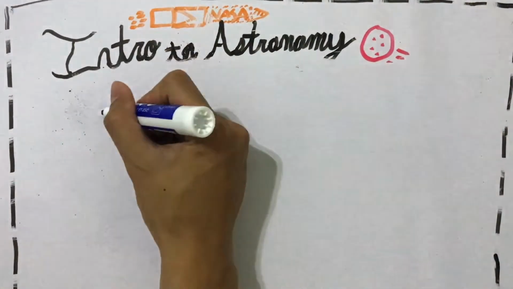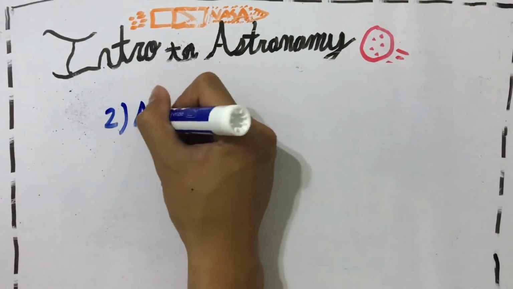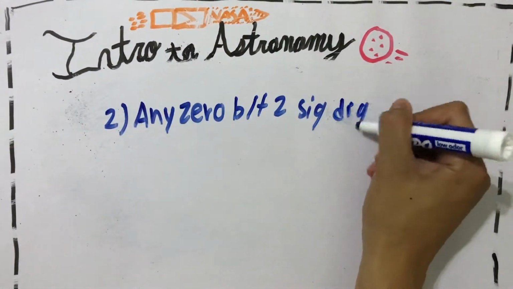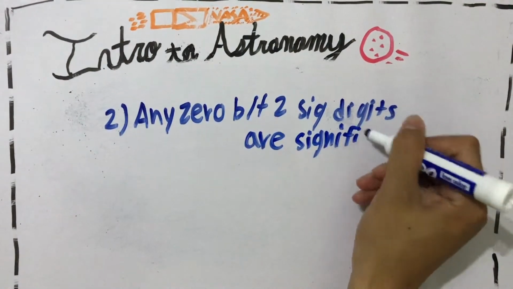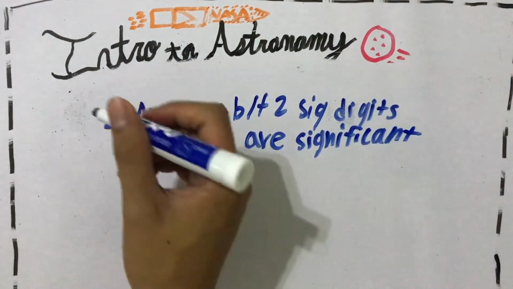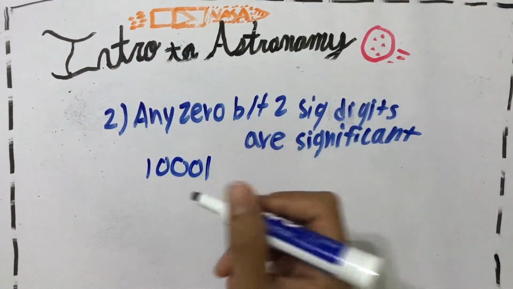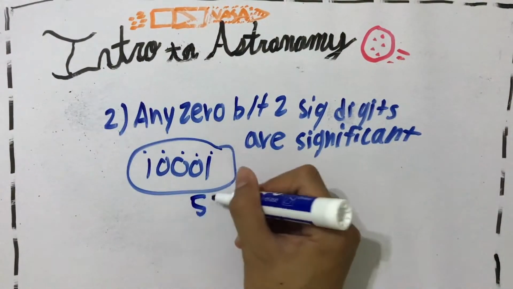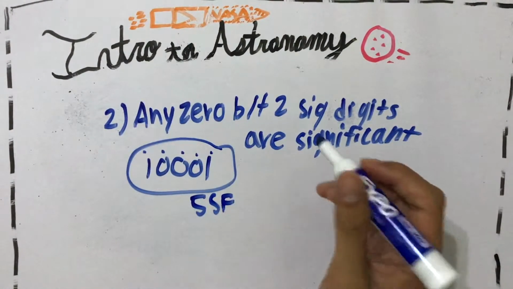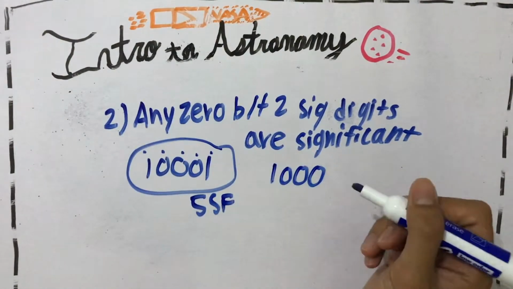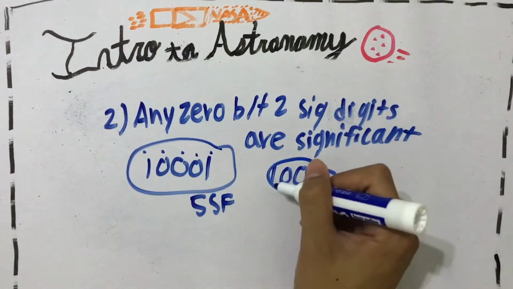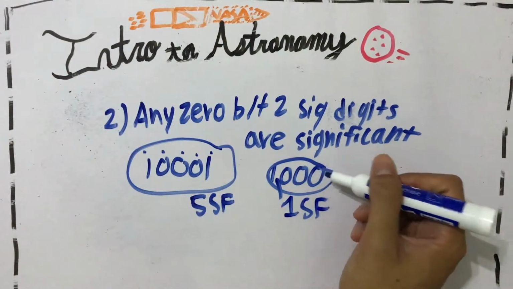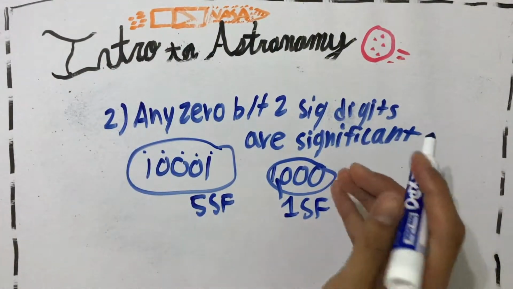Our second rule is that any zeros between 2 sig figs are significant. So this means that if we say 1,001, we're going to count all of these. So we would have 1, 2, 3, 4, 5. 5 sig figs for this. However, if we say 1,000, like our last example, we would only have 1 sig fig because we would only count the first one since all 3 are zeros. And we gotta abide by our first law.